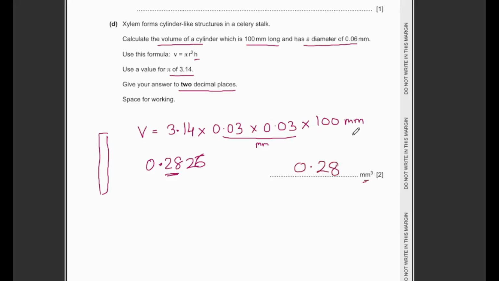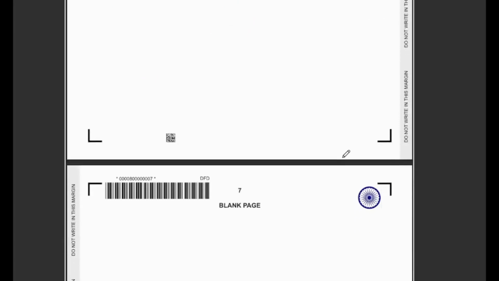The unit is already given, m and mm, so m cube. Okay, that's how mm into 0.28, 2 decimal places. Our rough work should be clear here. The answer should be mentioned in the given space, 0.28 cube. That's the answer, so we get 2 marks. One is for showing this calculation and one is for correct 2 decimal places. Okay, clear. Moving to the next one.